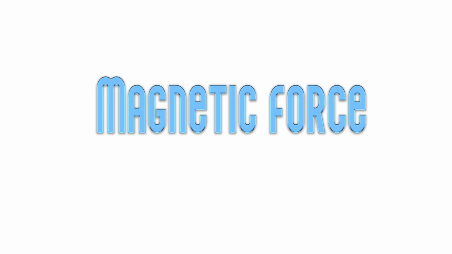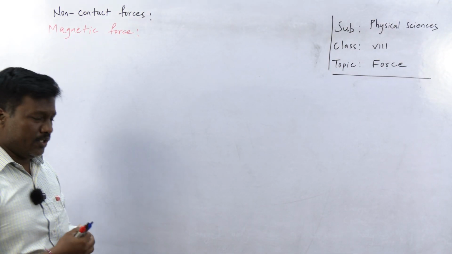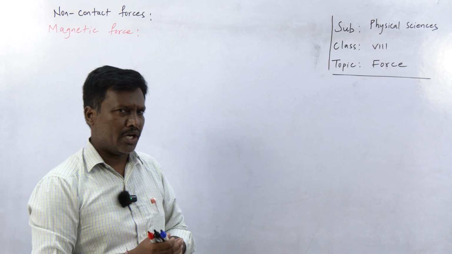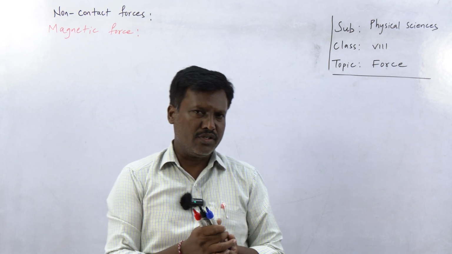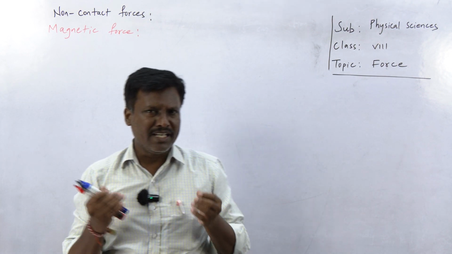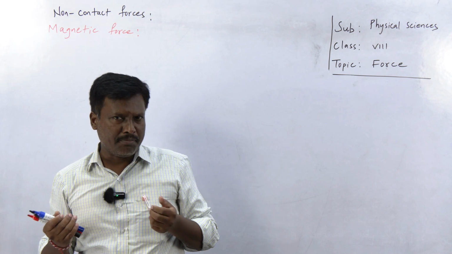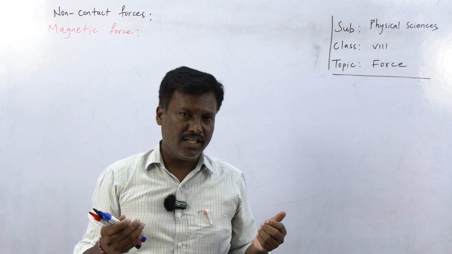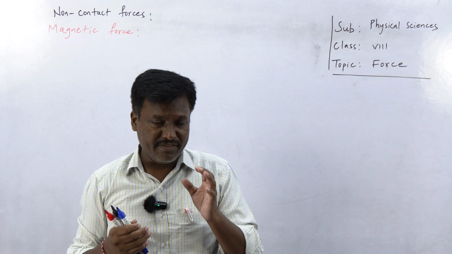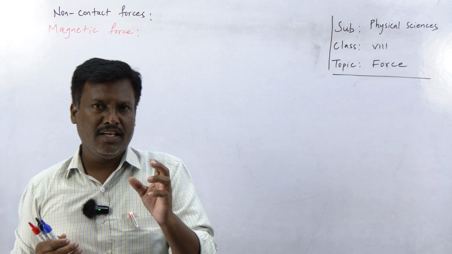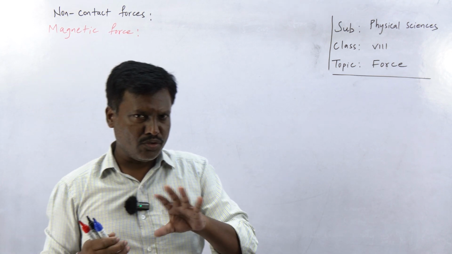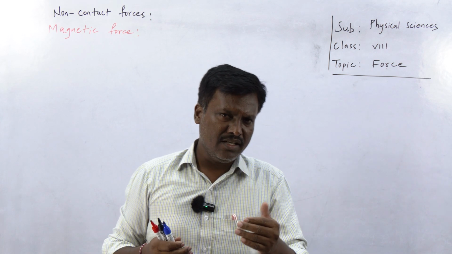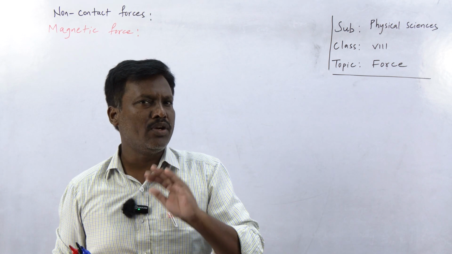Now we are going to talk about magnetic force. So, children, I hope you have played with magnets in your childhood. When you bring two magnets together, generally what happens? Either they attract or they repel. Generally, when we talk about the poles of a magnet, we speak of only two poles, north pole and south pole, right? A magnet has two poles, north pole and south pole.